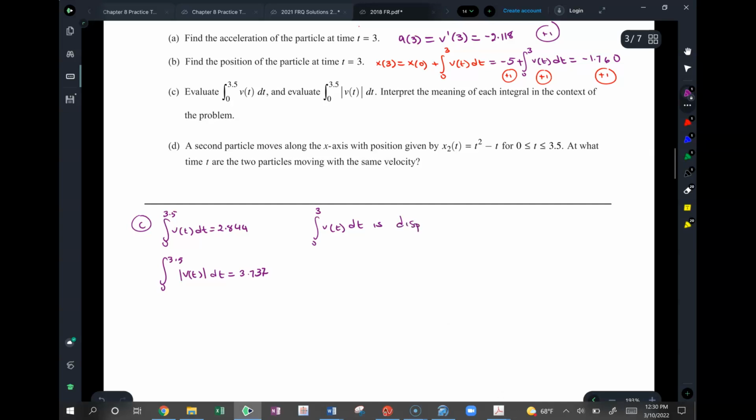Did you purposely do the one with the 3, not the 3.5? Oh, no. I was just too eager to continue. Displacement of the particle during the interval, or over the interval 0 to 3.5. You can write it in any notation.